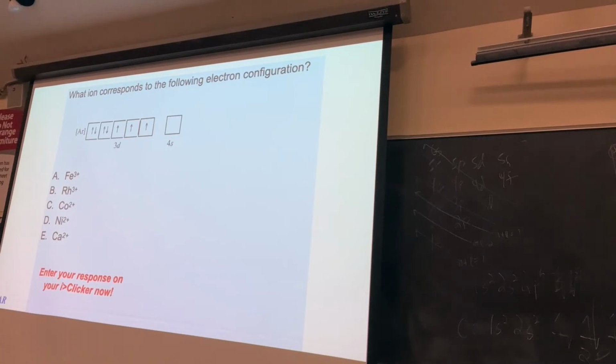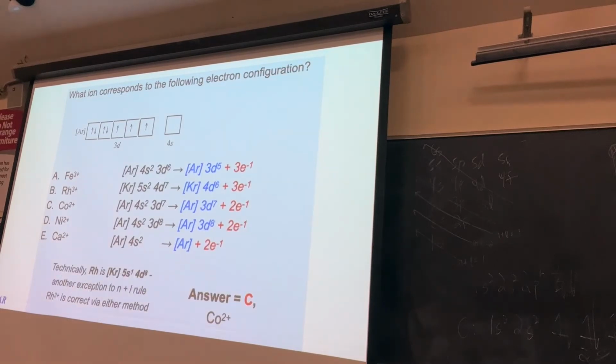Neutral cobalt would be 4s2, 3d7. But we have here cobalt plus 2. The first 2 electrons would come out of the 4s. It looks to me like this is cobalt plus 2. If you don't believe me, and I totally understand, do the other ones. So iron plus 3, the first 2 electrons out of here would leave 3d5. Nickel is 4s2 3d8, the first 2 electrons out, so nickel 2 plus would have a 3d8 configuration.